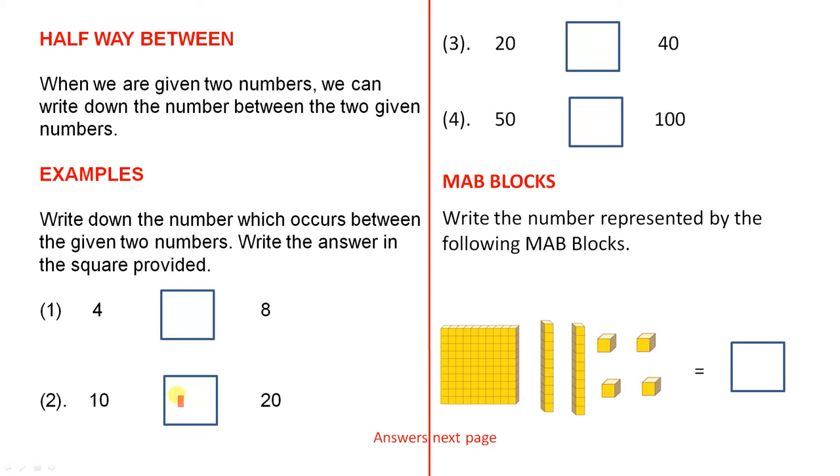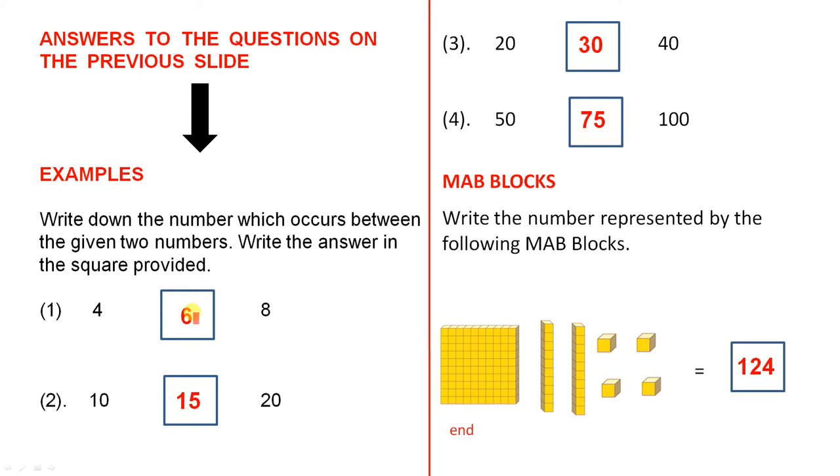So what number goes in the middle of 10 and 20? What number goes in the middle of 20 and 40? And what number goes in the middle of 50 and 100? And the last question, where the answer is on the next slide, write the number represented by the following MAB blocks. So you've got that block there, those two, and those 4. So you can pause the video now if you like to answer those questions. Here are the answers on the next slide.